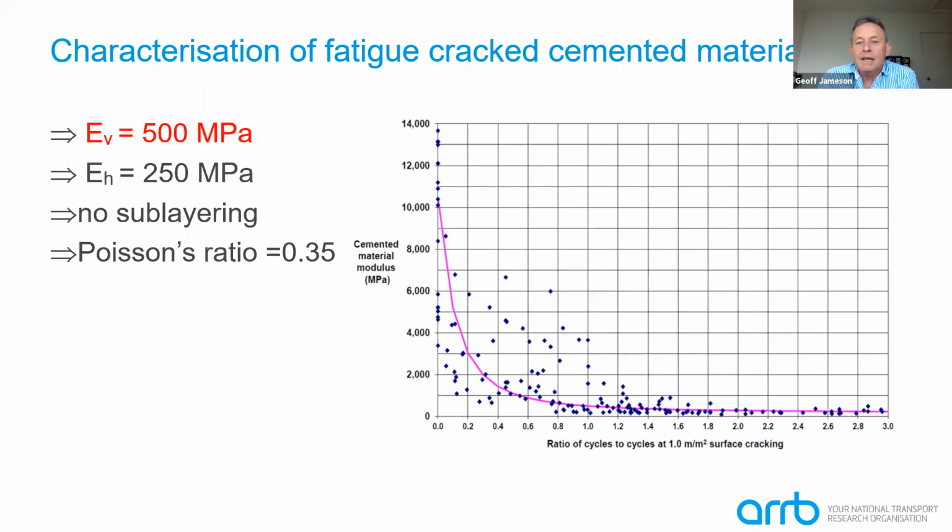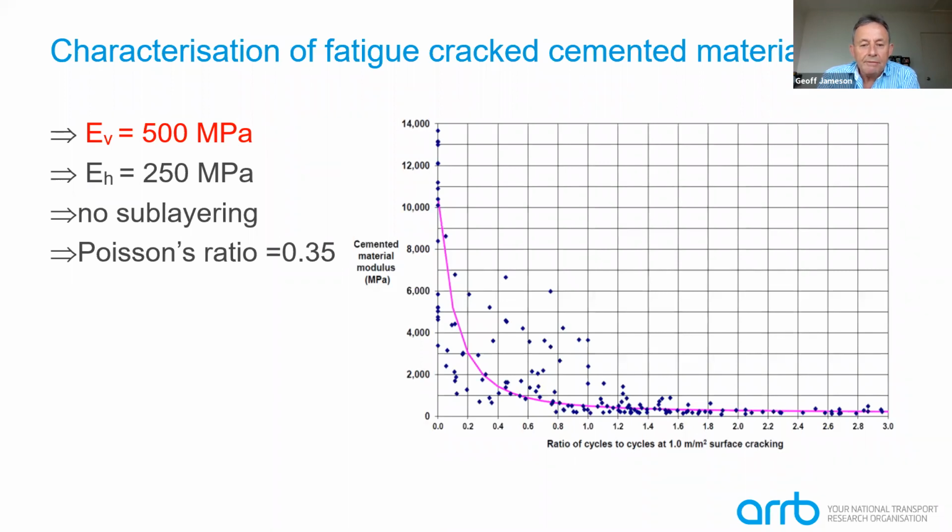So we need a means of characterising the design modulus in that post-cracking phase. And shown here is the characterisation we use. We basically assume that the vertical modulus is 500 MPa, that it is cross-anisotropic like a granular material. We don't sublayer it, as we talked about last week for granular materials, and commonly use a Poisson ratio the same as we use for granular materials.